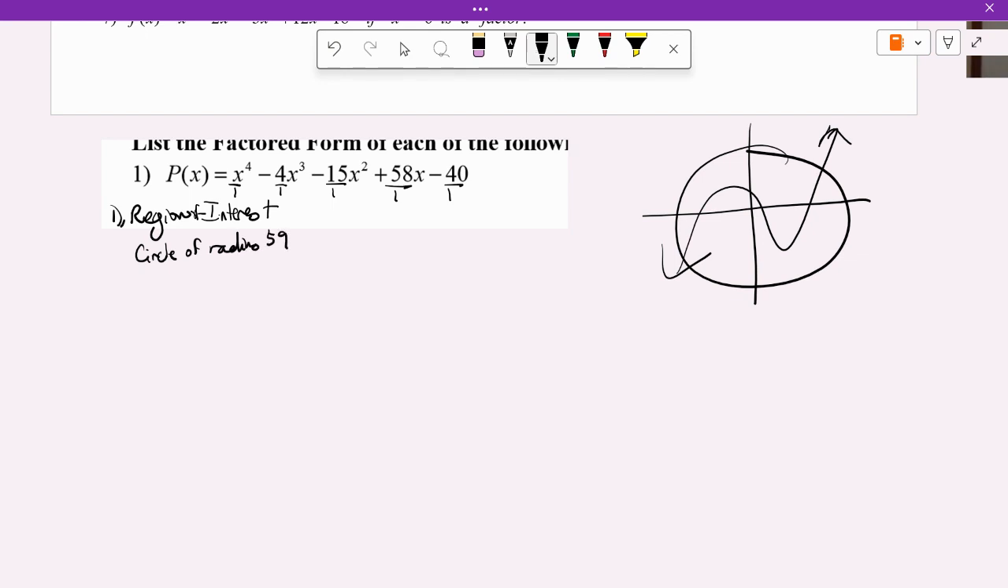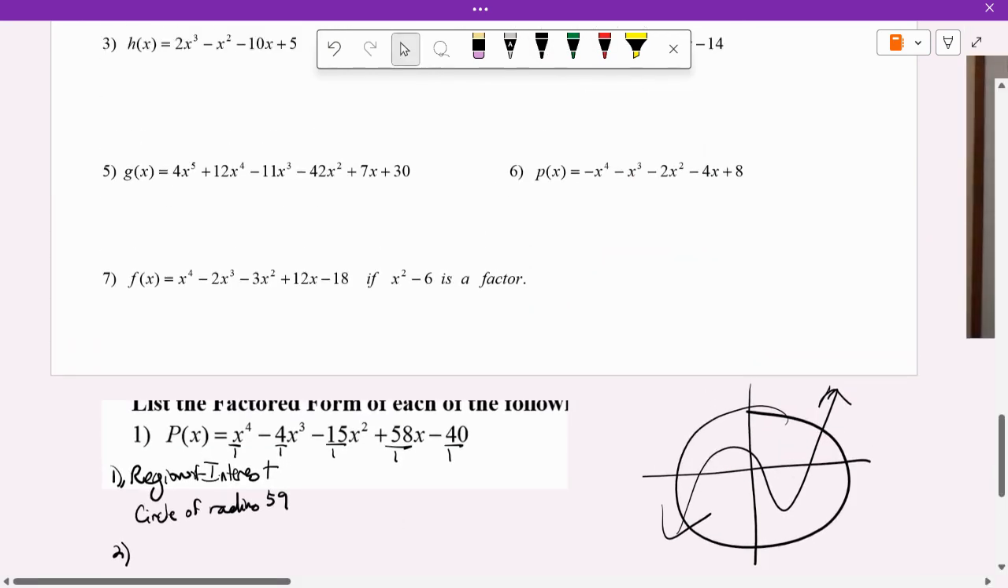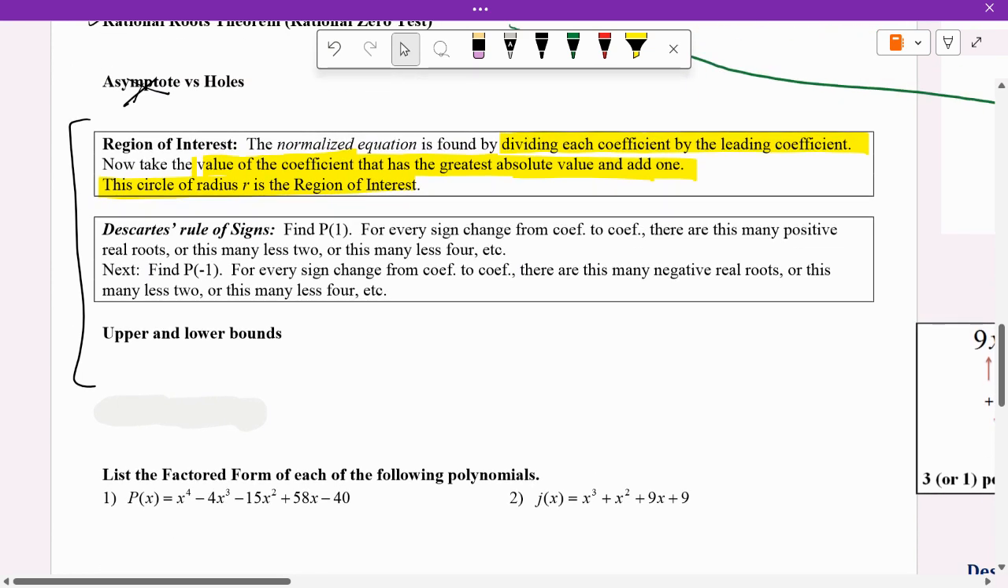Okay, that's the first thing I want you to be able to do. The next thing is we're going to talk about Descartes' rule of signs. Descartes' rule of signs is a way for us to find how many possible positive real roots or how many possible negative real roots. Notice I said real. Not imaginary. We know there are polynomials that have imaginary zeros, right? But we're not talking about those. We're talking about the real ones.